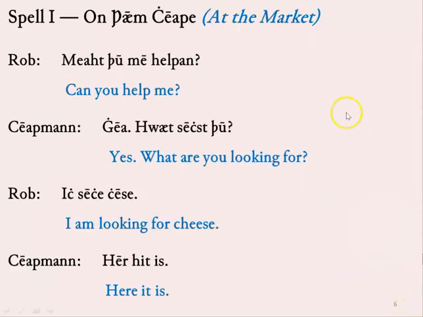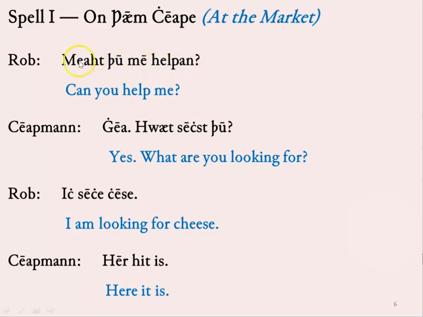All right. Okay, so Sapel an on Tham Cheapa. So story one, at the market. What I'll do is I'll say the text in black, the Old English, twice, and then I'll say the modern English once.